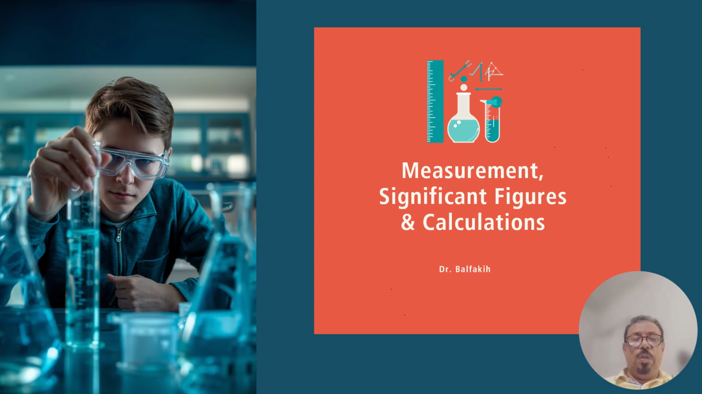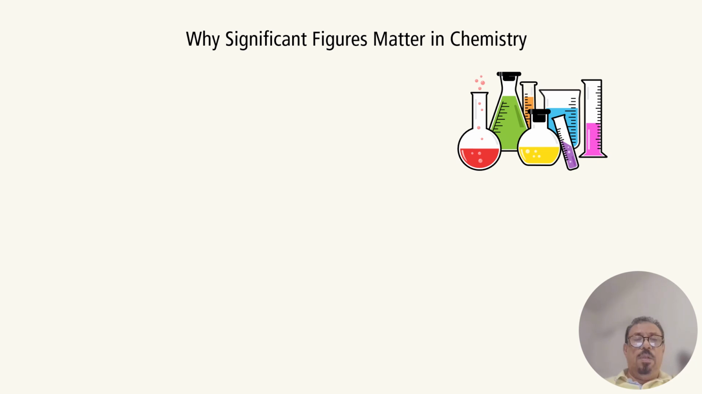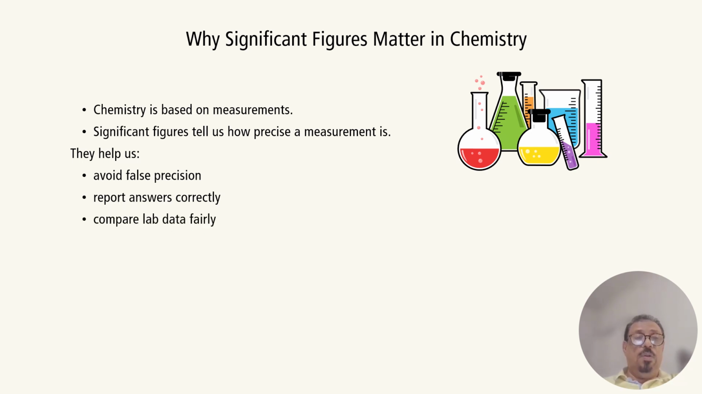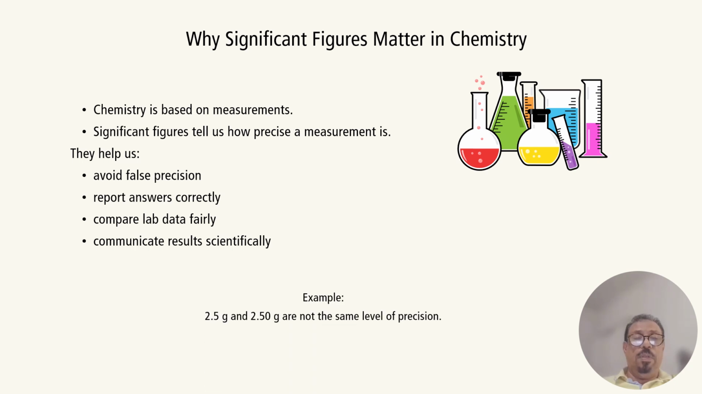We are going to talk today about measurements, significant figures, and calculations. Why do significant figures matter in chemistry? Because chemistry is based on measurement, and significant figures tell us how precise a measurement is. So the significant figures topic will help us avoid false precision. We're also going to report answers correctly, compare lab data fairly, and communicate results scientifically.